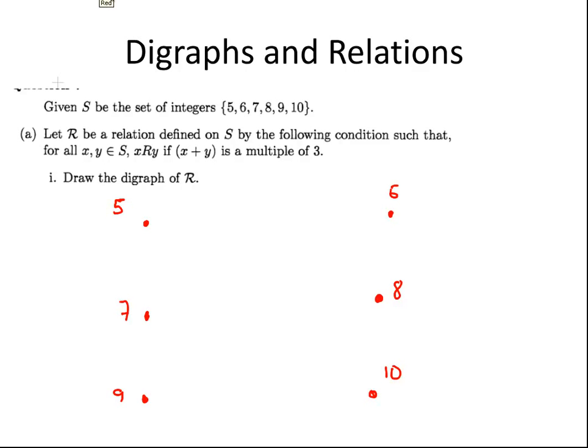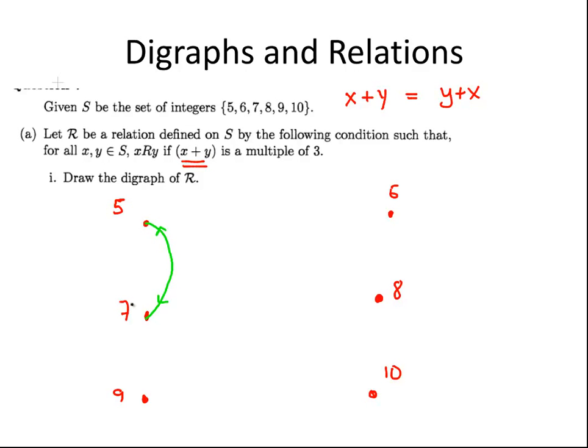Now, just to save time, I'm going to state that this is necessarily a symmetric relation, since x plus y equals y plus x. So it's automatically going to be symmetric. So I'm just going to add one edge between each pair of vertices rather than two, and I'm just going to have 2 arrows on it instead of 1.